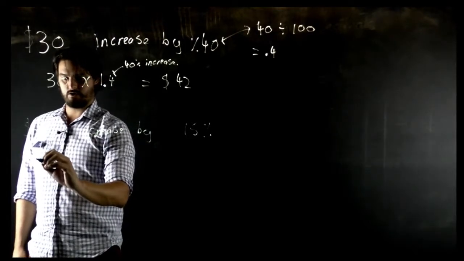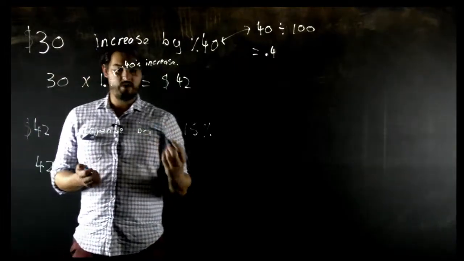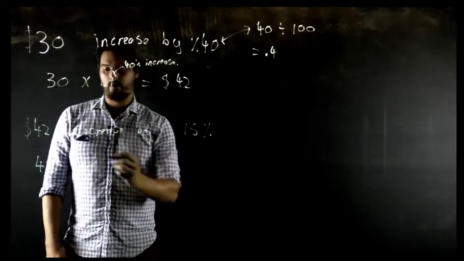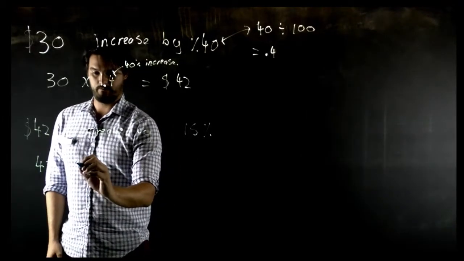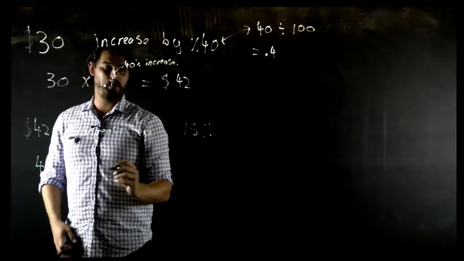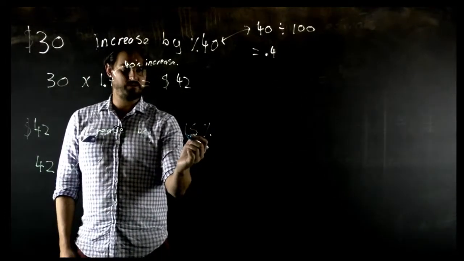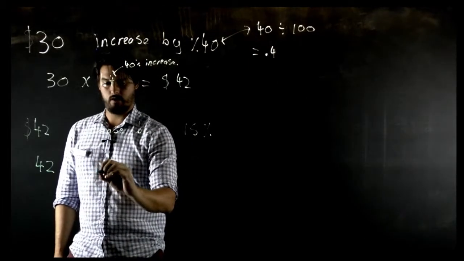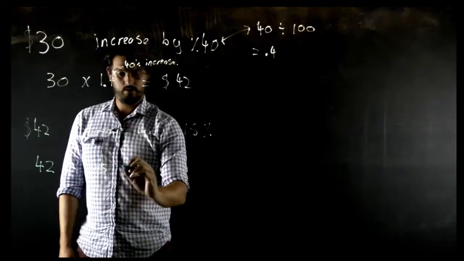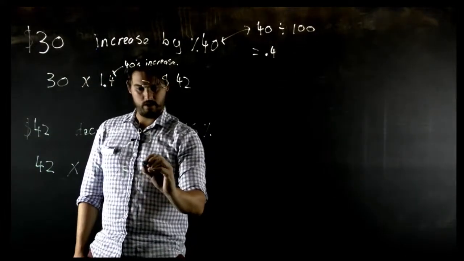So we take our $42, and the long way around this is to actually just find out what 15% of $42 is. We can do that by multiplying by our 15%, which we know, if we want to get 15% as a decimal, we divide by 100. So that's going to give us 0.15. So 15% of 42 is going to be $6.30.